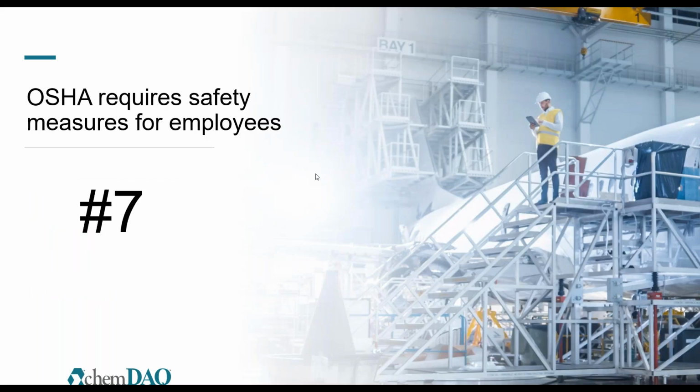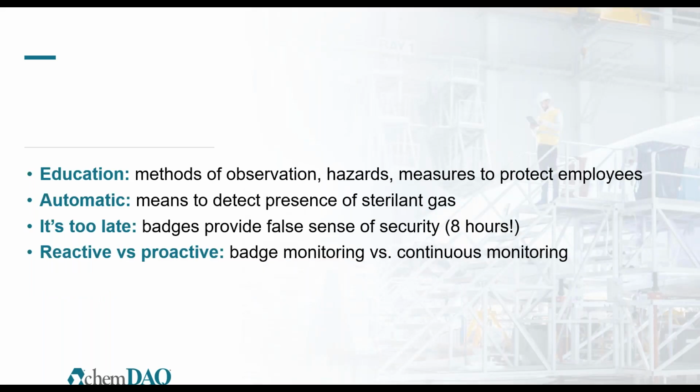Number 7, OSHA requires safety measures for employees. So again, education: SDS sheets, putting into place an emergency plan. There's all this information. If you're going to be working around certain chemicals, you need to know what you're working around and how you handle it and how you deal with it if there's an exposure or a leak.